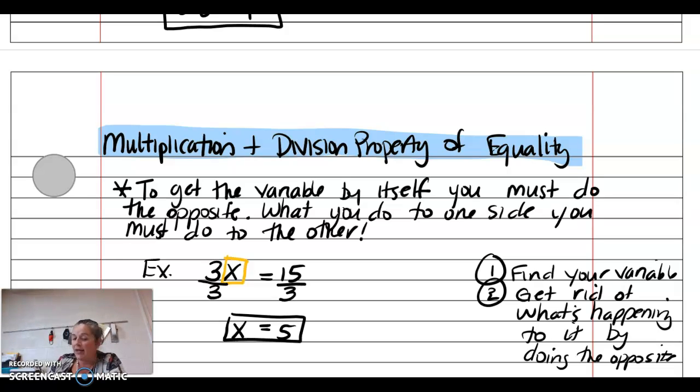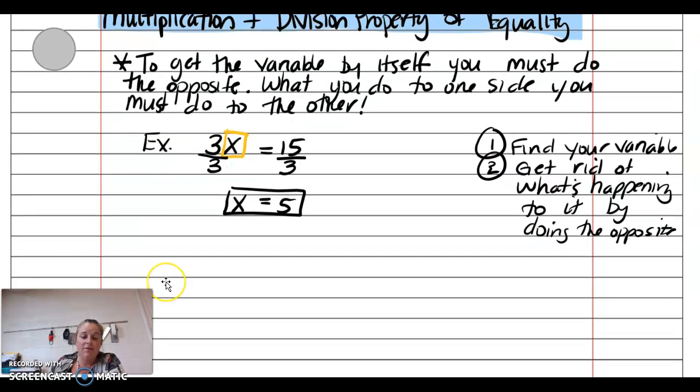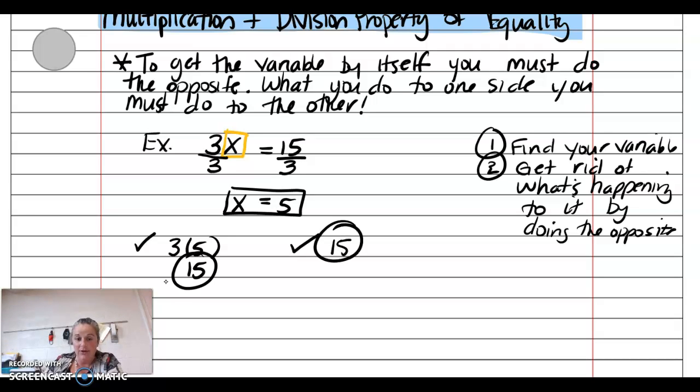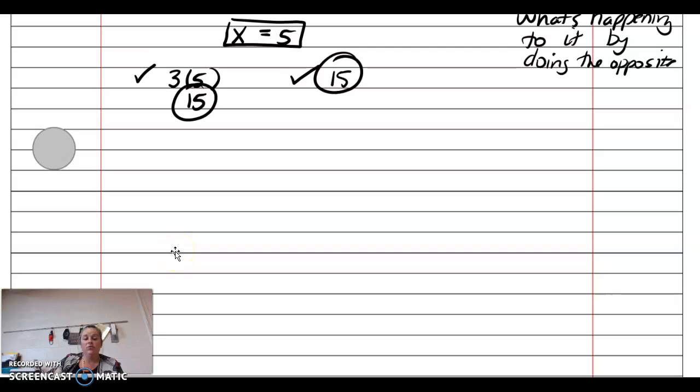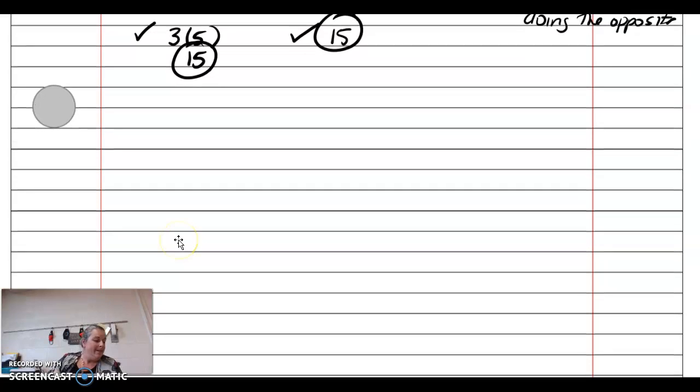And when I go back in to check this, if x is 5, do we get 15? So we're going to check both sides. The 3 times the 5 does give me 15, so that's good there. And then the right side already had 15, so we're good. Everything checks out. We're good to go. If it doesn't check, then we have to go see where we made our mistake. All right, let's try this one.